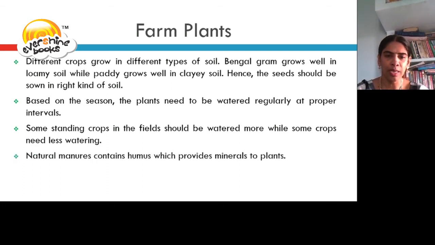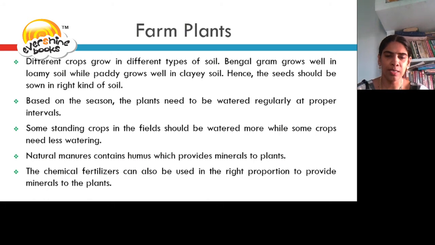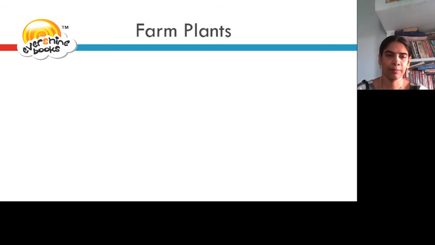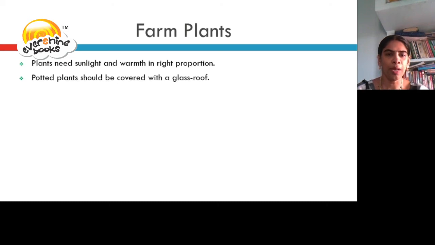Natural manures contain humus, which provides minerals to the plants. The chemical fertilizers can also be used in the right proportion to provide minerals to the plants. Plants also need sunlight and warmth in the right proportion. Potted plants should be covered with a glass roof.